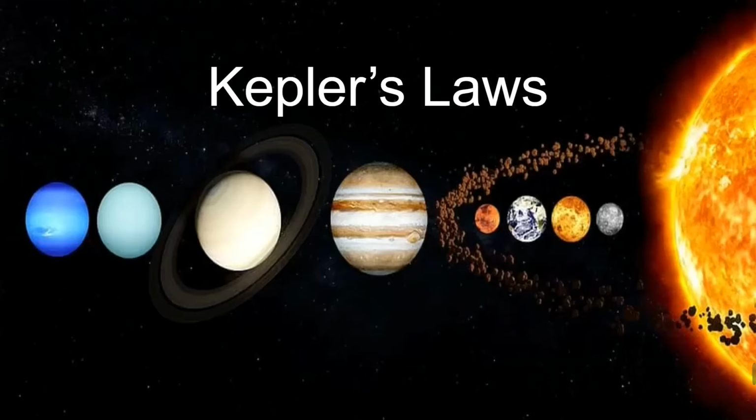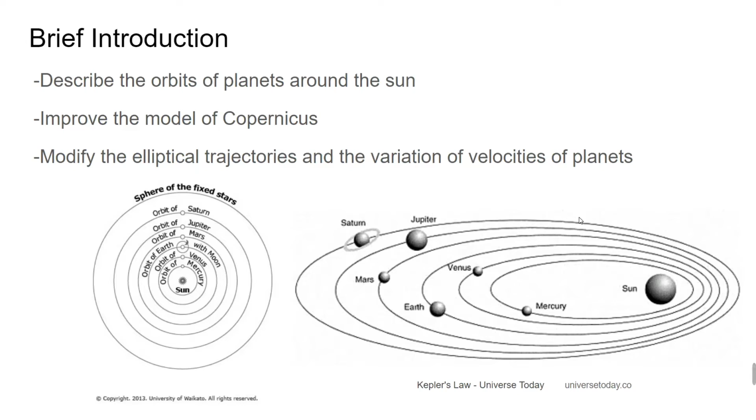Today we are going to talk about Kepler's laws. The laws were published by Johannes Kepler between 1609 and 1619, which described the orbits of planets around the Sun. The laws modified the heliocentric theory of Copernicus, replacing its circular orbits with elliptical ones. The laws also explained how planetary velocities vary.